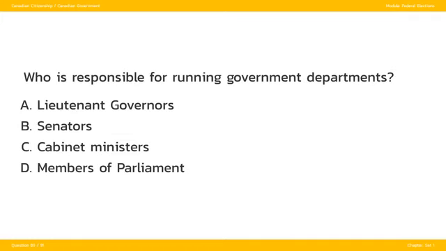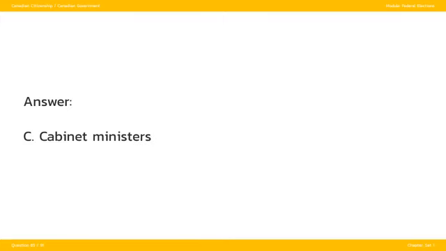Who is responsible for running government departments? A. Lieutenant governors. B. Senators. C. Cabinet ministers. D. Members of Parliament. The answer is C. Cabinet ministers.